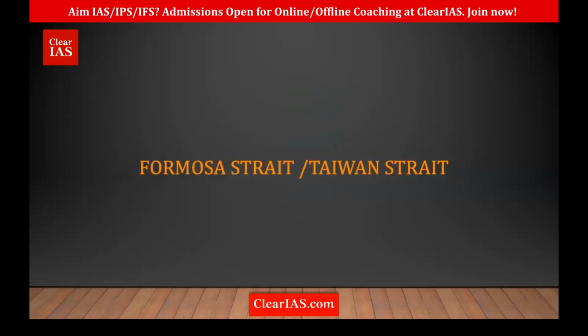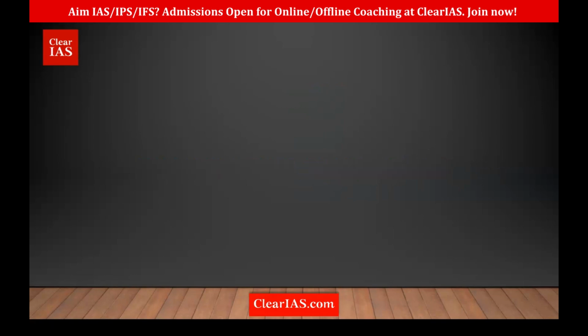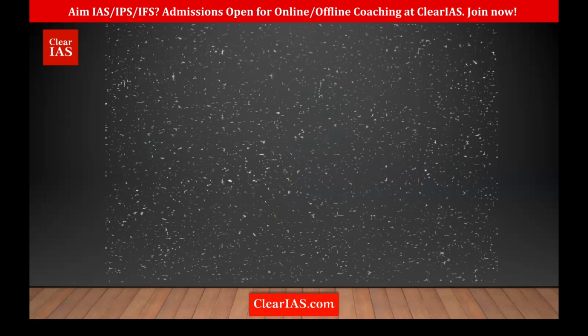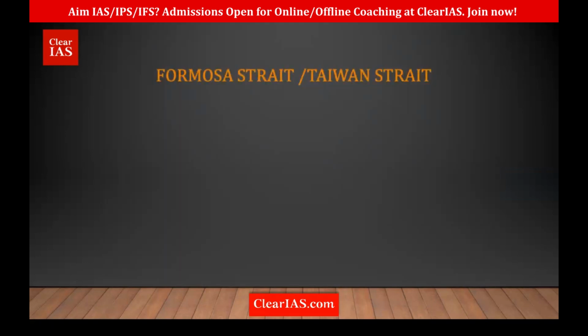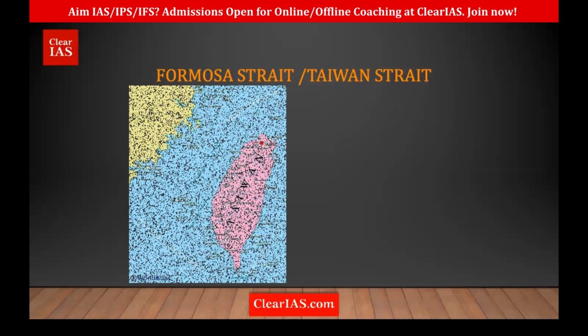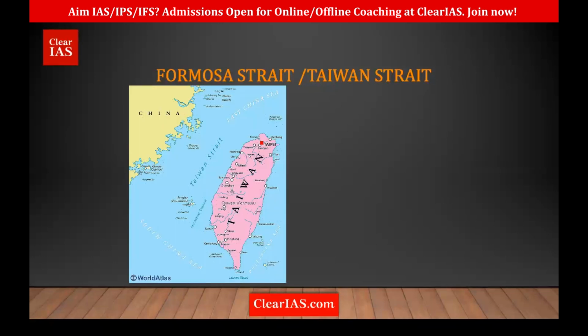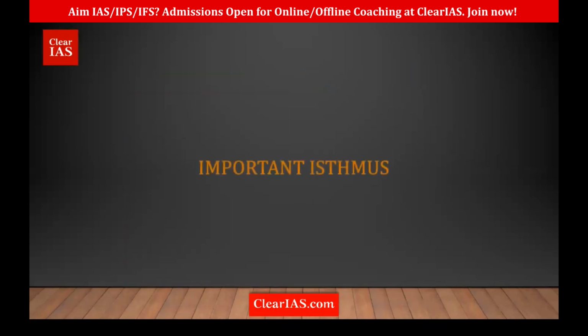Okay. Next one, and the last one, is the Formosa Strait or Taiwan Strait. It connects the what? Yes, the East China Sea and the South China Sea. Okay, Formosa Strait. And it is between who? China and Taiwan. Okay, here. It's clear, right? So you must learn at least these straits.